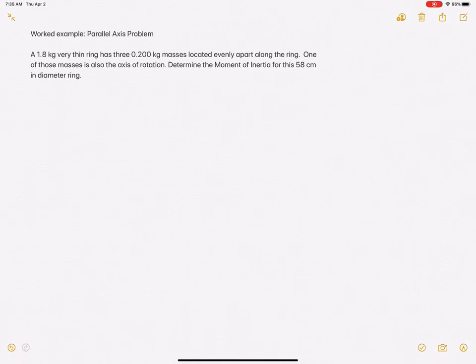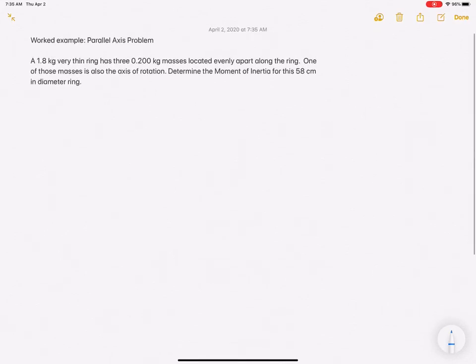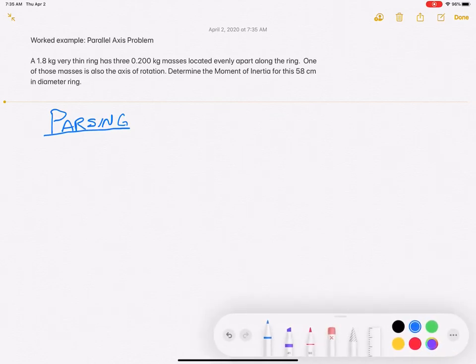So the first thing we do is get a pen that works. First thing we do is the parsing step, where we take the information that's in the problem and we do something useful with it.